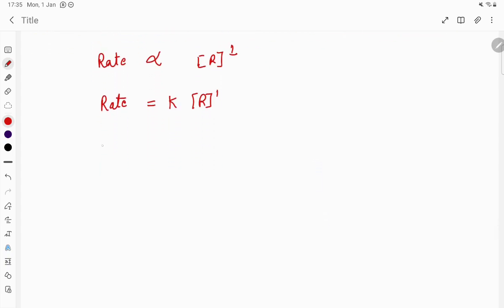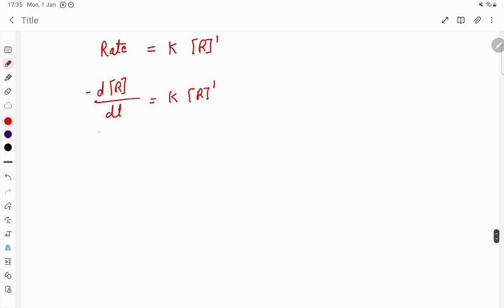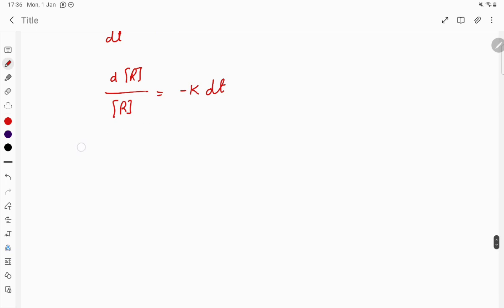How do we write the rate? Change in concentration of reactant per unit time, dR/dt, is equal to k times the concentration R power 1. We can integrate only similar terms, not different terms. So we take the dR term, with the negative sign, to the other side: dR by R is equal to minus k dt. We can integrate this equation.